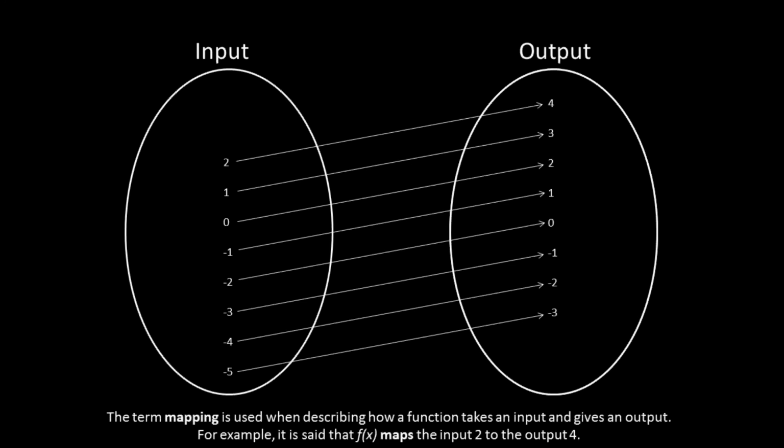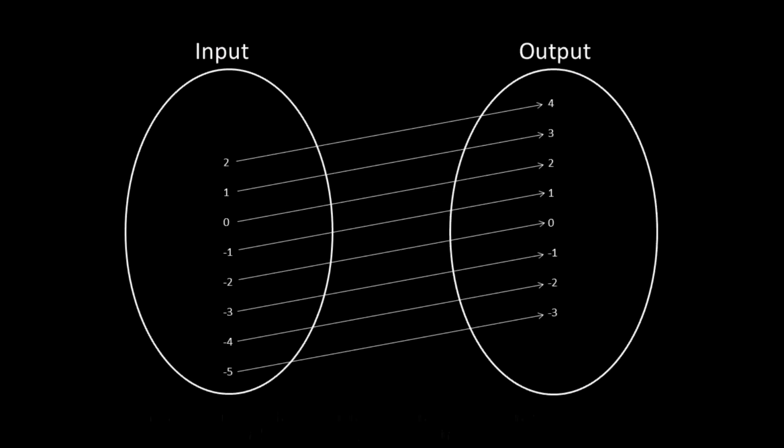The term mapping is used when we're trying to describe what the function is doing. We say that f of x maps the input 2 to the output 4. It just simply says we take the input and we map it, or we put an arrow going to somewhere in the output. But it is important to remember that the relationship between the input and the output is the function itself.